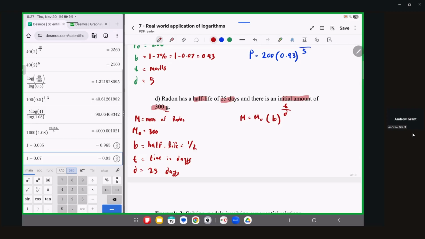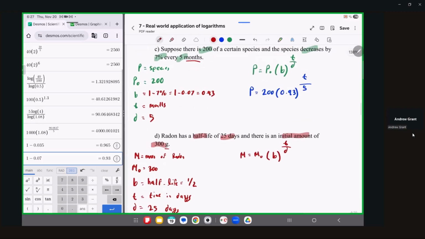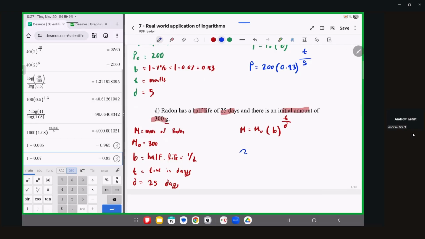And so the equation for this ends up being capital M is equal to 300 times 1/2. And if you want, you can make the substitution that 1/2 equals 0.5. That's fine. To the power of T over 25.